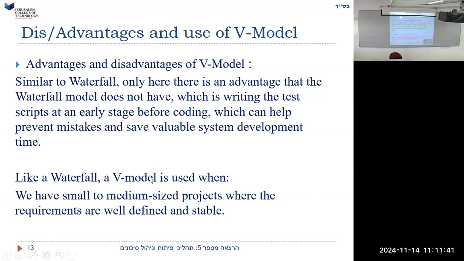Like waterfall, a V model is used when we have a small or medium-sized project where the requirements are well defined and stable. Okay.